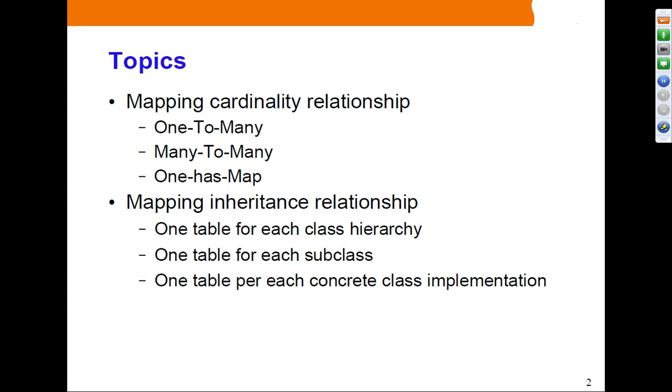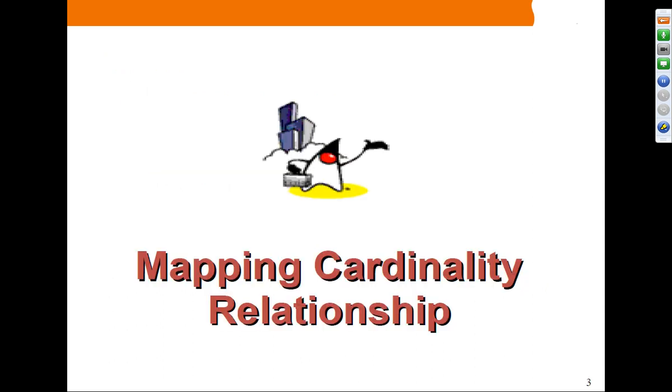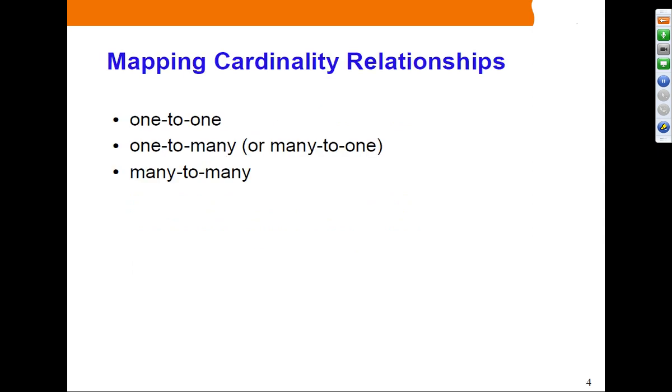a choice. Okay, so there are in fact three different choices. So we're going to look into each of those in a bit more detail. So, mapping cardinality relationship. As I said, it could be one-to-one and it could be one-to-many. With one-to-many, the other side is going to be many-to-one. Okay, so you can consider both to be the same. And then many-to-many.